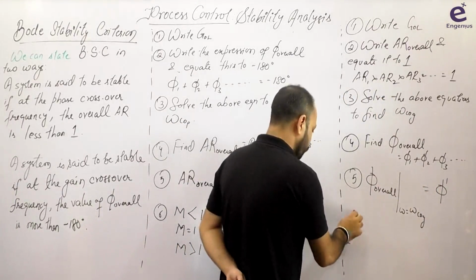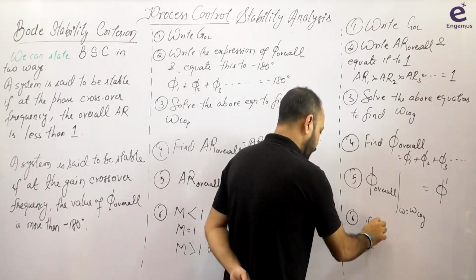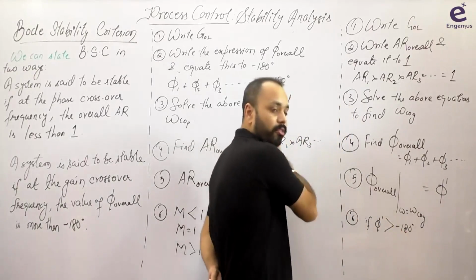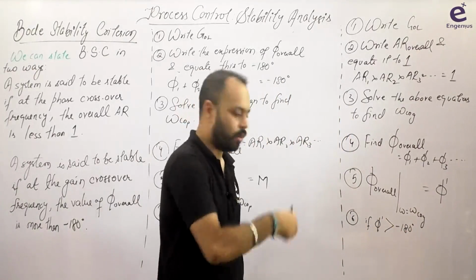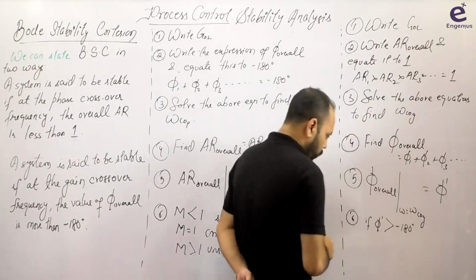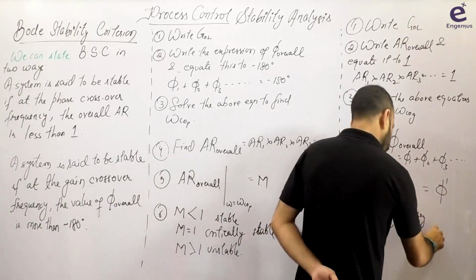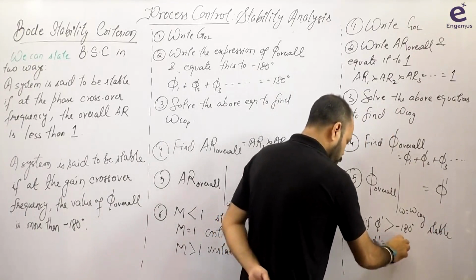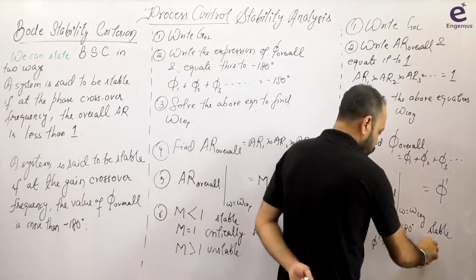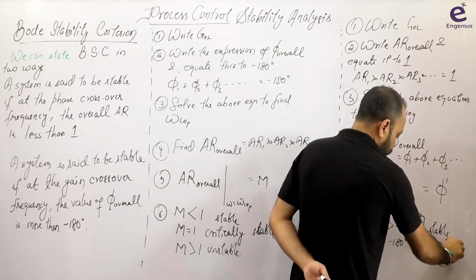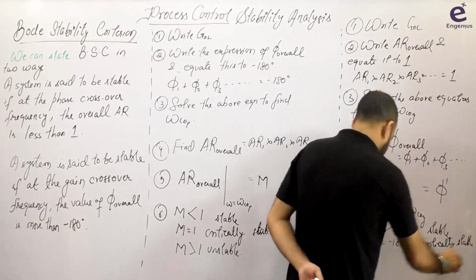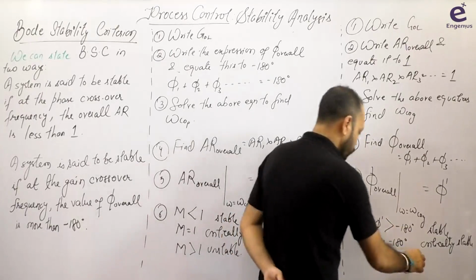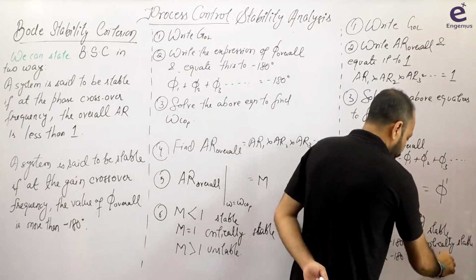Now the next point is sixth. If phi dash is greater than minus 180, greater including sign, meaning minus 160, minus 150, minus 90, minus 30, the system is stable. If phi dash is equal to minus 180 degrees, the system is critically stable. And if phi dash is less than minus 180 degrees, meaning minus 190, minus 200, then the system is unstable.